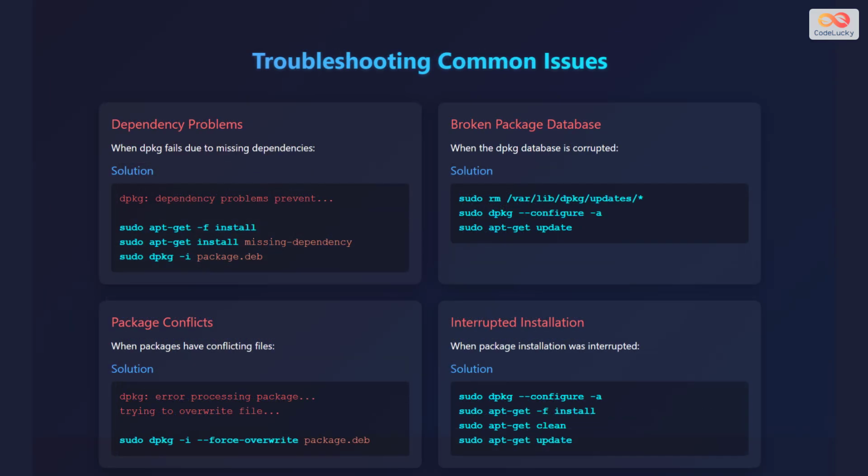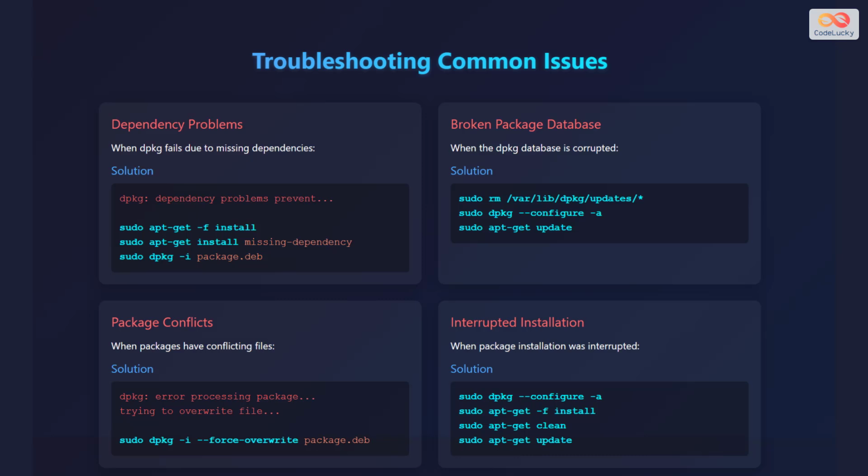Let's address some common issues you might encounter while using dpkg and their solutions. First, dependency problems. If dpkg fails due to missing dependencies, use the command sudo apt-get -f install or sudo apt-get install followed by the missing dependency. Then try installing the package again using sudo dpkg -i package.deb.